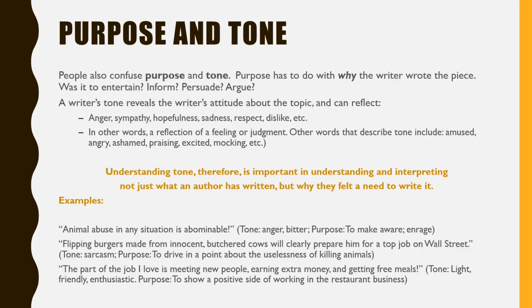Another thing that will help you understand what someone has written is to look at their purpose and tone. People often confuse the two. Purpose has to do with why the writer wrote the piece. Was it to entertain, inform, persuade, argue? A writer's tone reveals the writer's attitude about the topic and can reflect anger, sympathy, hopefulness or hopelessness, sadness, respect, dislike, and so on. In other words, a feeling or a judgment is shared. Other words that describe tone include amused, angry, ashamed, praising, excited, mocking, and so forth.